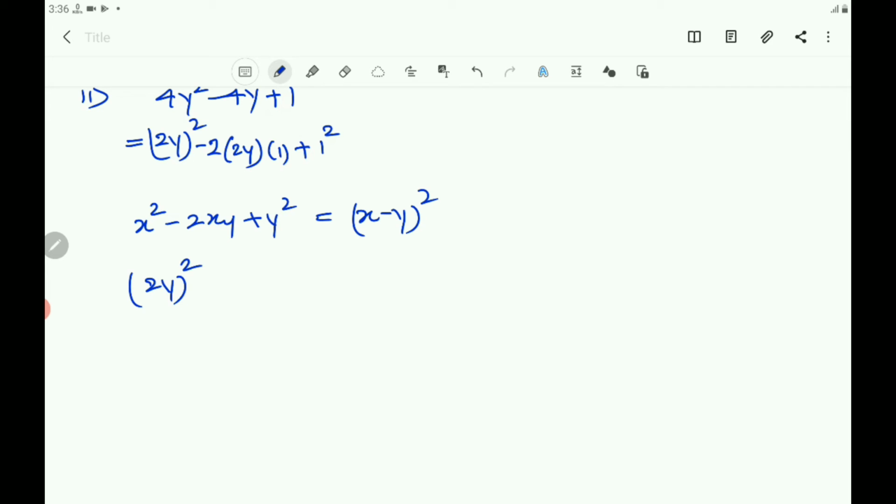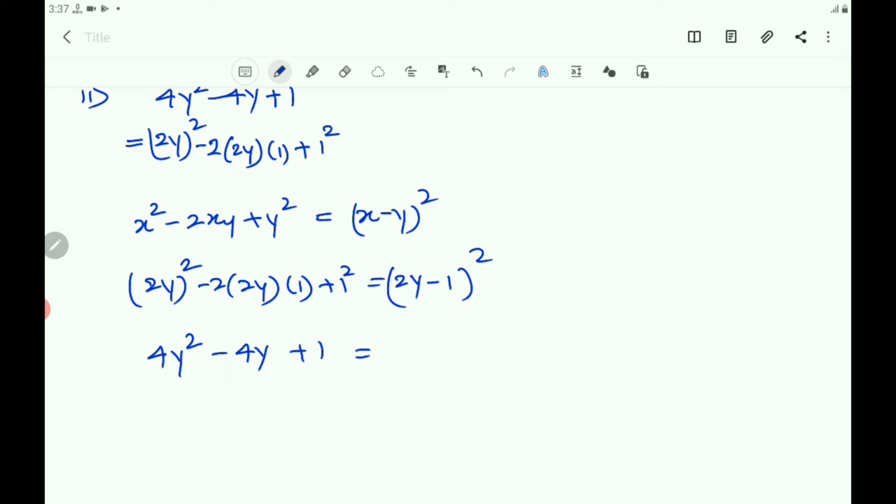So you write 4y² − 4y + 1 equals (2y)² − 2 into 2y into 1 + 1². In the place of x, 2y is there, and in the place of y, 1 is there: (2y − 1)². x − y means (2y − 1)². So that is 4y² − 4y + 1 equals (2y − 1), one factor, other factor is (2y − 1).